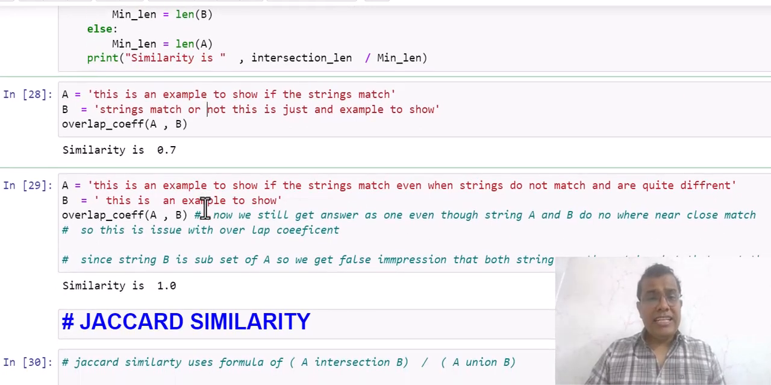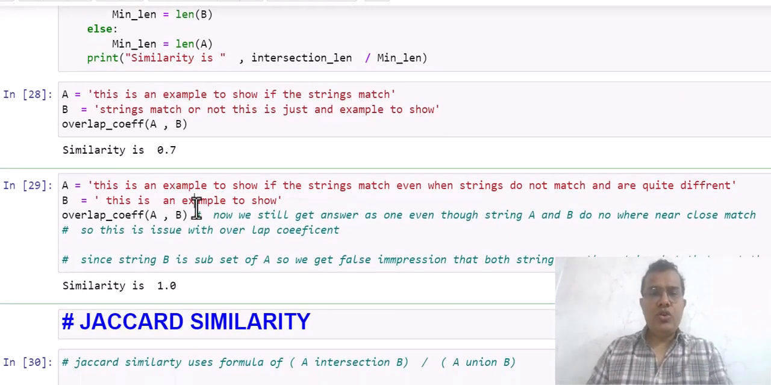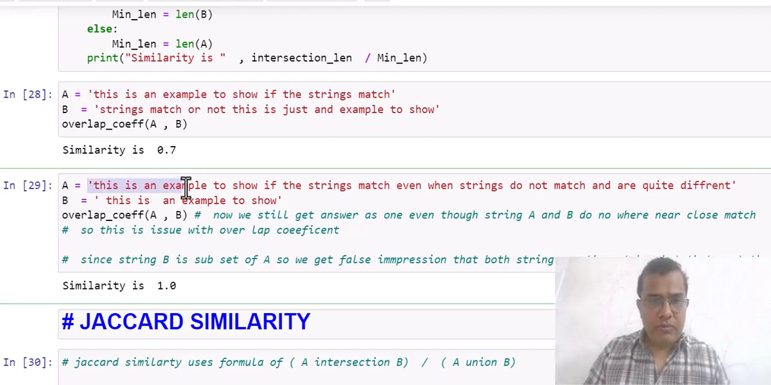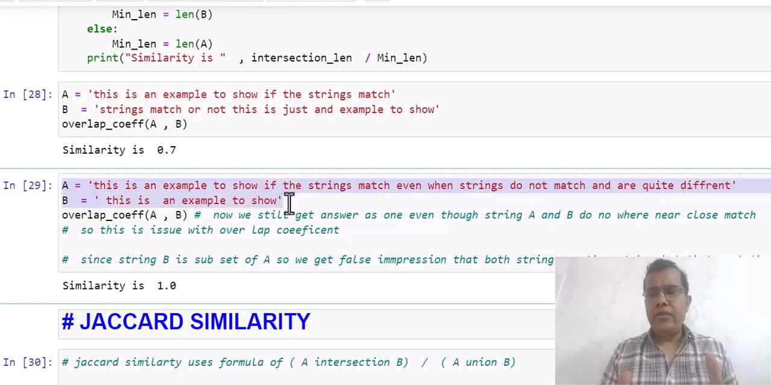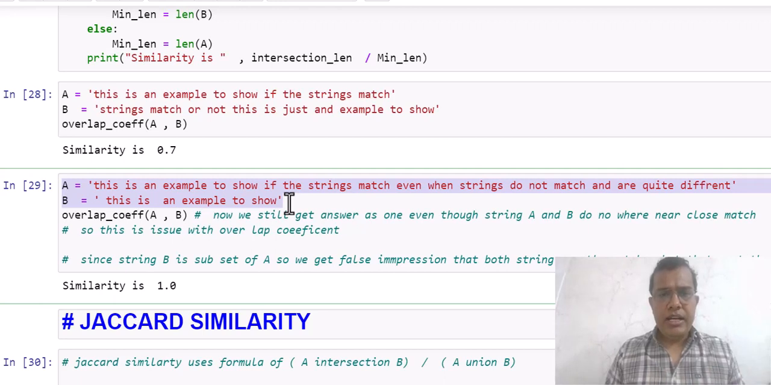Now let's try understanding one issue with this methodology. Over here, I have taken two strings. This is an example to show that strings match even when the strings do not match and are quite different. Just by seeing these two strings, I can say that they are not an exact match, because all the words which are present in A are not present in B. For example, the word different and others are not present.